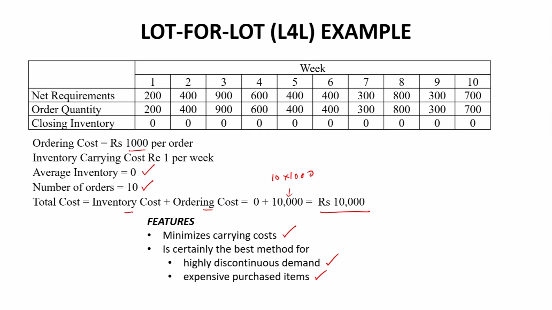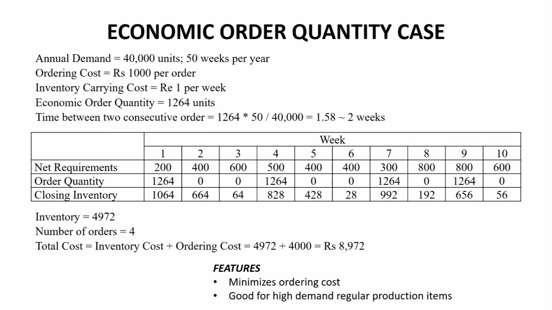If the lot is 400 requirement, our order size is also 400 units that way. So, that is lot for lot. Now, let us see the second case or second ordering policy, that is the economic order quantity policy of orders.